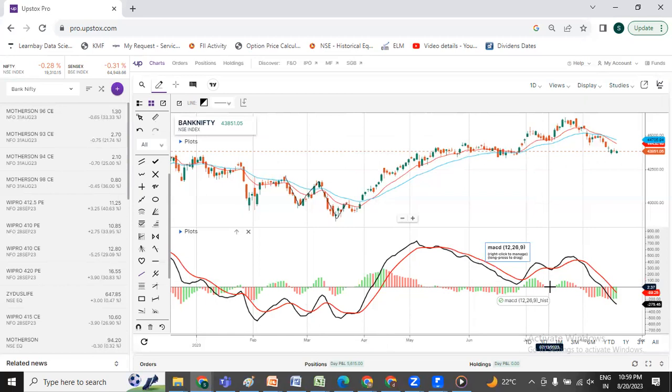You can have multiple views of this MACD and make use of it. But this is a rare opportunity. Make use of it better.